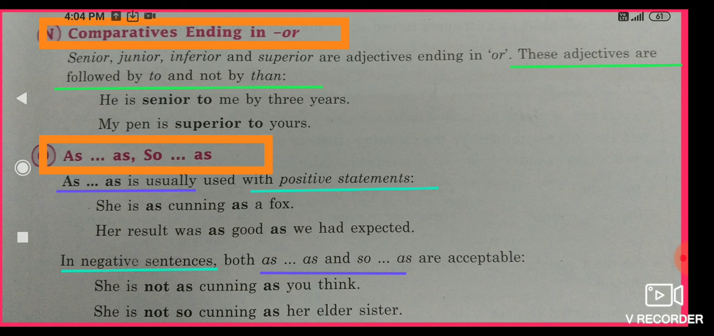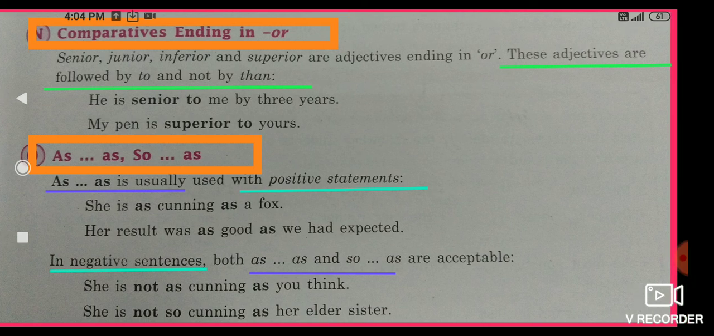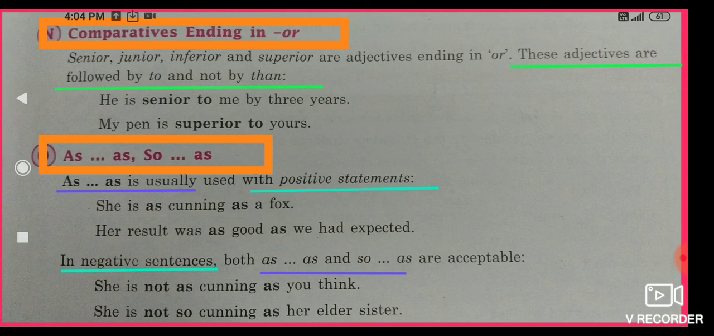Now next, as and so as. As is usually used with positive statements, like she is as cunning as a fox, and so as is used in negative, like she is not as cunning as you think. She is not so cunning as her elder sister. So both as and so as are acceptable in negative sentences.